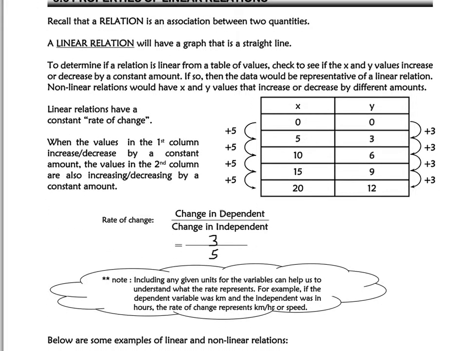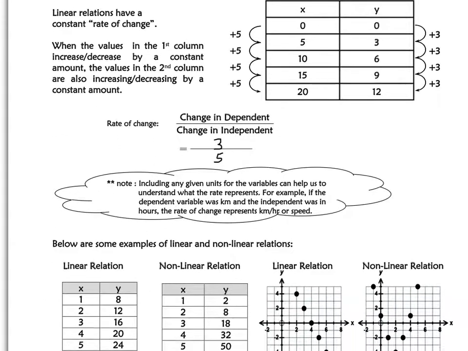So if we look down at the little bubble there, it gives you a hint that a lot of times when you're looking at a rate of change for a linear relation, if you include the units with your dependent variable and your independent variable, it can give you a hint as to what the rate of change represents. So for example, if your dependent variable was representing kilometers and your independent variable was representing hours, then you would have a rate of change representing kilometers over hours. So that would be kilometers per hour, or speed in this case.